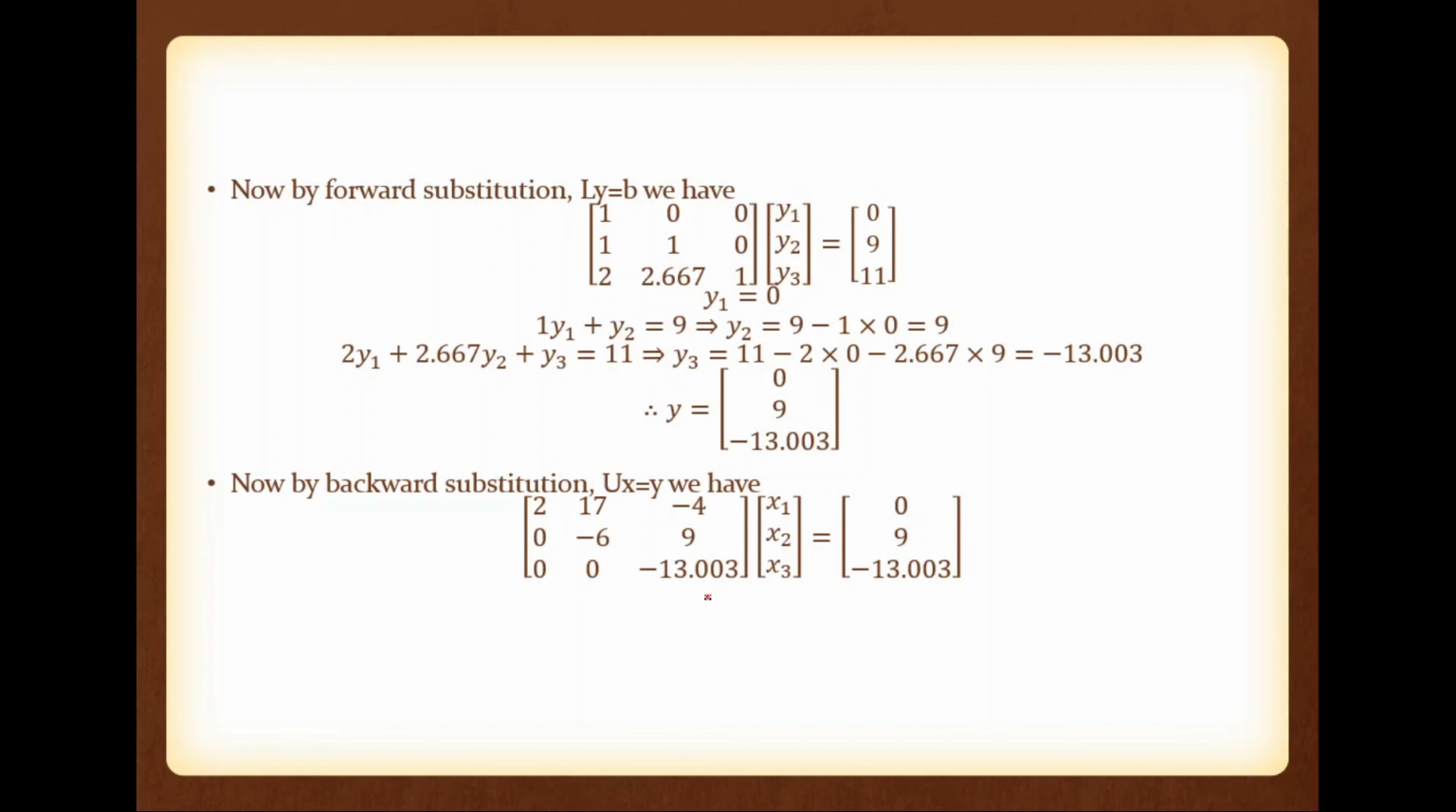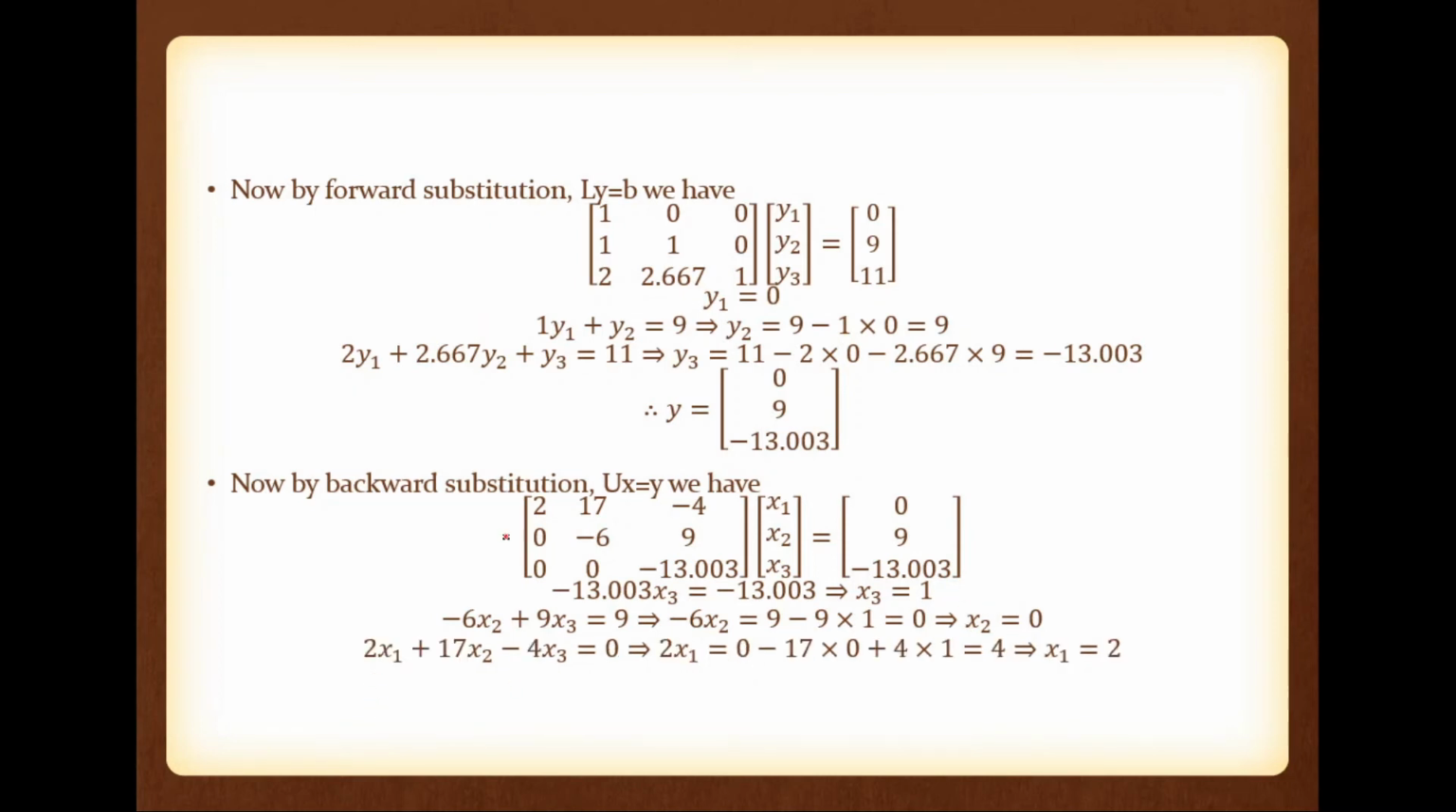So first we are going to use the back substitution. So first use the last row. So minus 13.003 into x3 is equal to minus 13.003, right? So x3 is equal to 1. Now use the second equation. So by using the second equation, minus 6x2 plus 9x3 equal to 9. Means minus 6x2 equal to 9 minus 9, because x3 is equal to 1. So 9 minus 9, that is equal to 0. Means x2 equal to 0. So x3 equal to 1, x2 equal to 0.